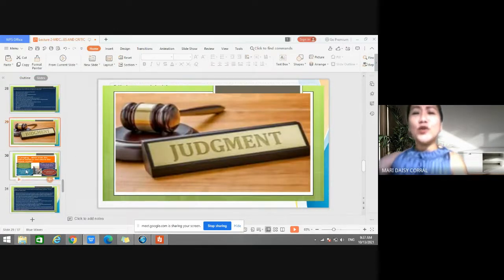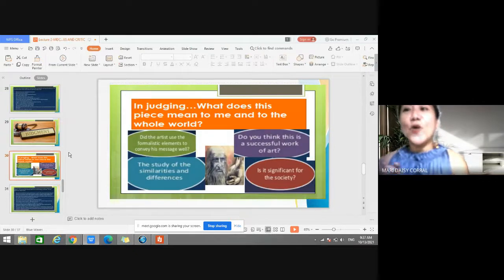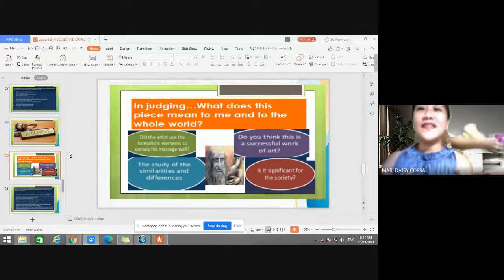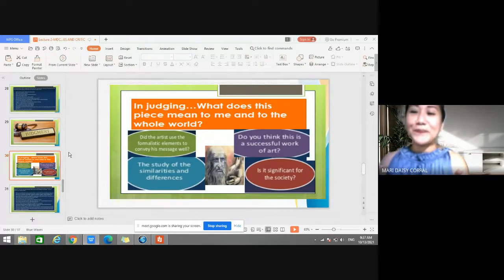Okay. So what do you do when we judge? In judging, what does this piece mean to me and to the whole world? So first we look at this particular art by describing, and then we come up with analysis by combining the principles and elements which were employed in that particular art. So we come up with our own analysis. And then we try to interpret this analysis and come up with our own statement. How do you feel about that? And the last part is the judgment.